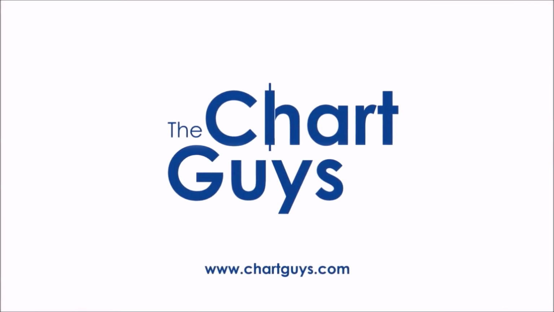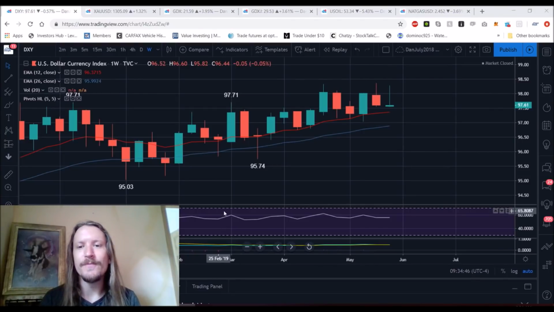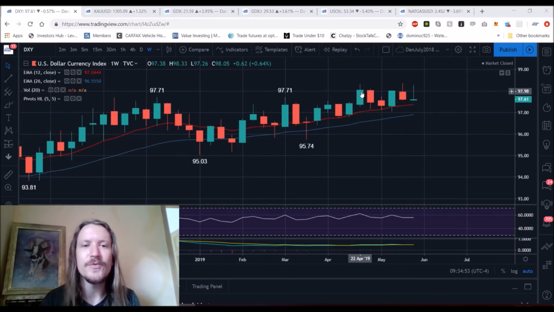Let's check out some charts. Hey everyone, checking in on the commodity space, starting with longer term time frames. We are looking at the dollar on the weekly time frame, and we can see an upper wick of resistance continuing to reject from the lower $98 range.